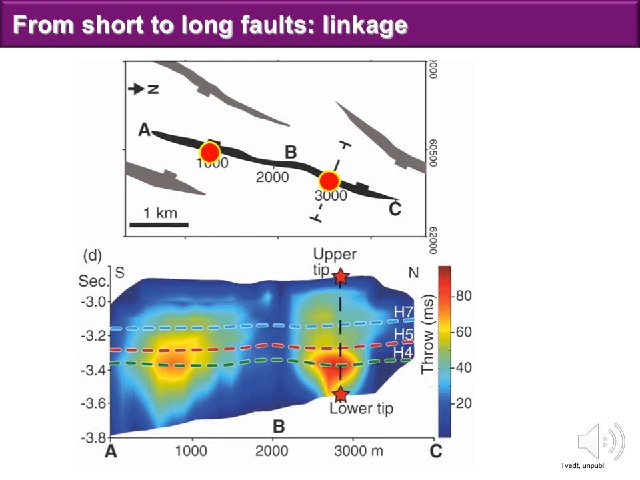And the obvious interpretation here is that we had two fault segments basically growing together to form one much longer fault. And these two maxima are maintained for some time after such a linkage process has been completed.